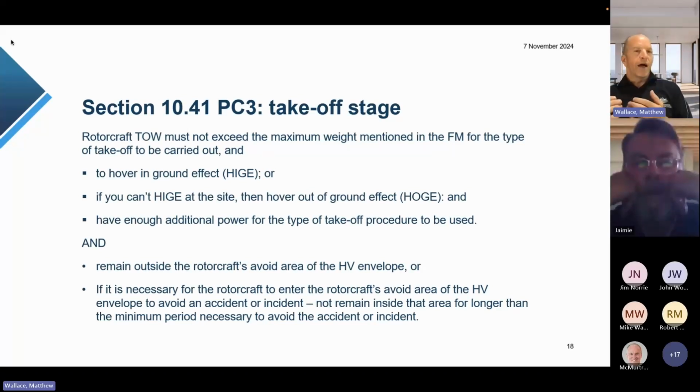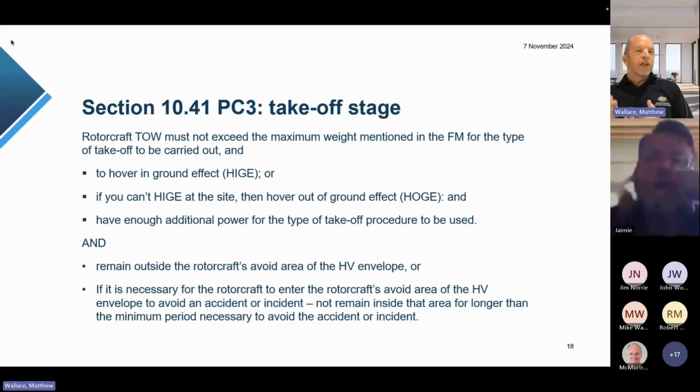...is just having a margin there to say I'm not using the maximum power available at all times for these types of departure. I'll read through this once, but it comes up again and again for each of the stages. So you're remaining outside the avoid area of the HV envelope, which we all try to do. And it is necessary for the rotorcraft to enter the rotorcraft's avoid area of the HV envelope to avoid an accident or incident. And what that actually means, I was like, well, what does that mean?